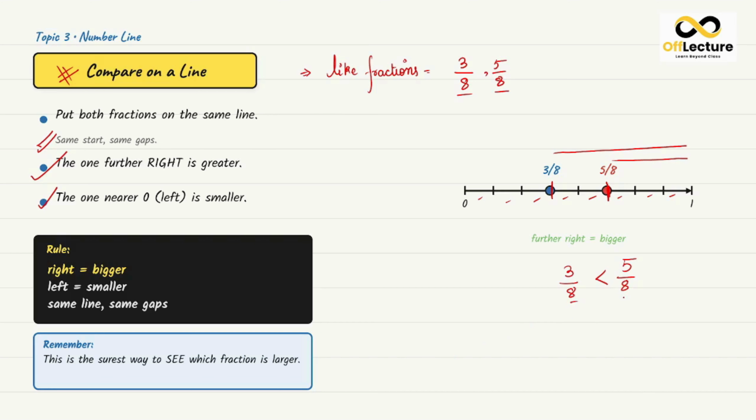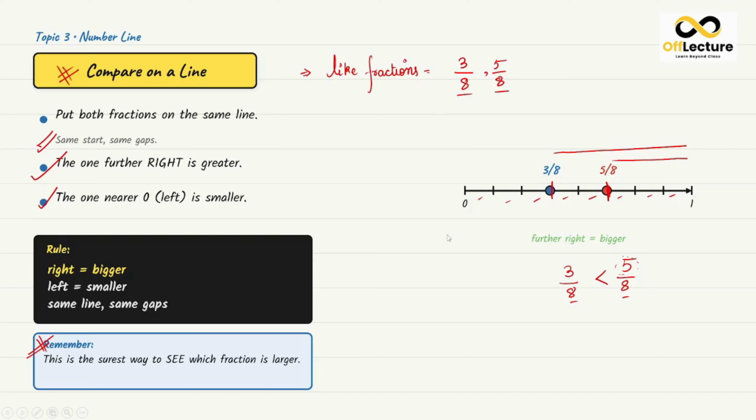that if the denominator is the same, then we check the numerator, and if it is bigger, it means that the fraction is of bigger size. And this is the surest way to see which fraction is larger. Let's do one example on this.